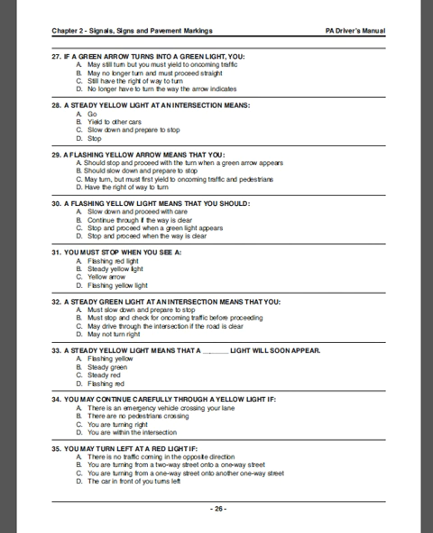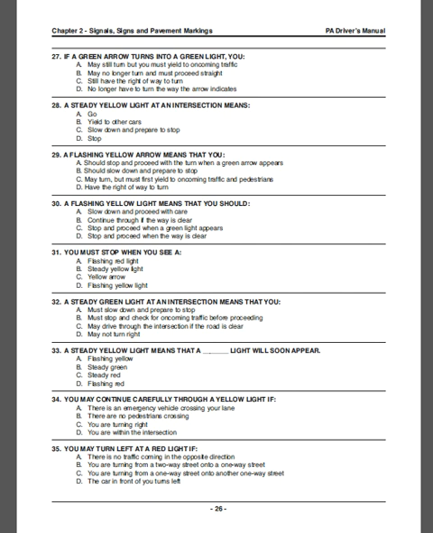29. A flashing yellow arrow means that you A, should stop and proceed with the turn when a green arrow appears. B, should slow down and prepare to stop. C, may turn but must first yield to oncoming traffic and pedestrians. D, have the right of way to turn. The answer is C. A flashing yellow arrow means you may turn but you must yield to oncoming traffic and pedestrians.